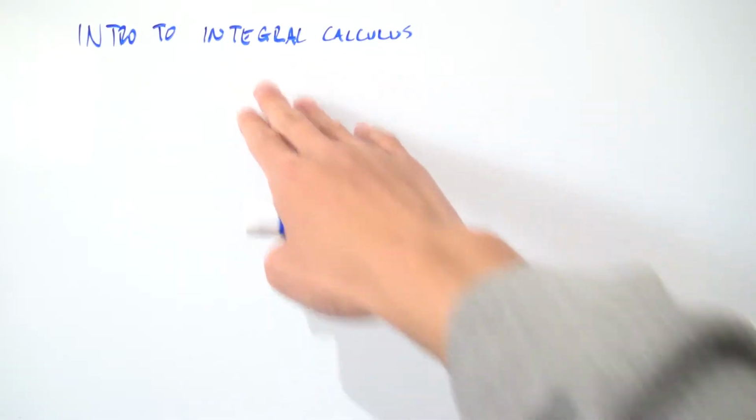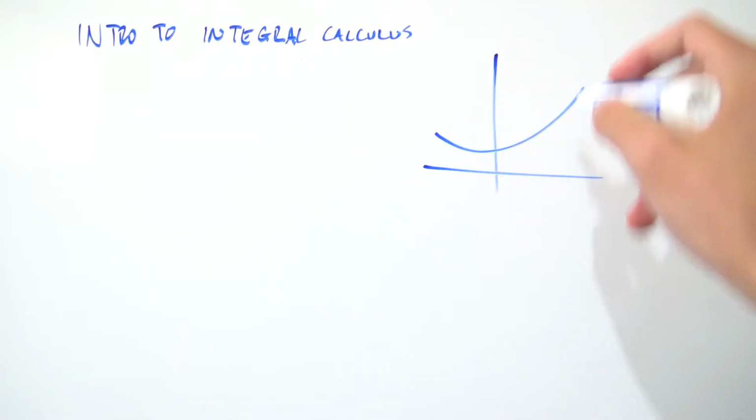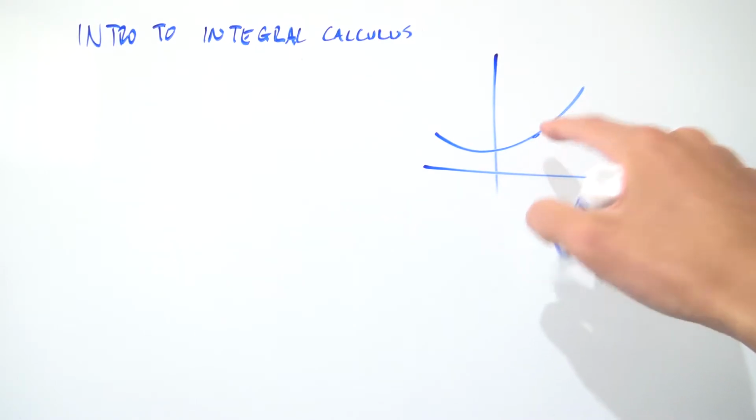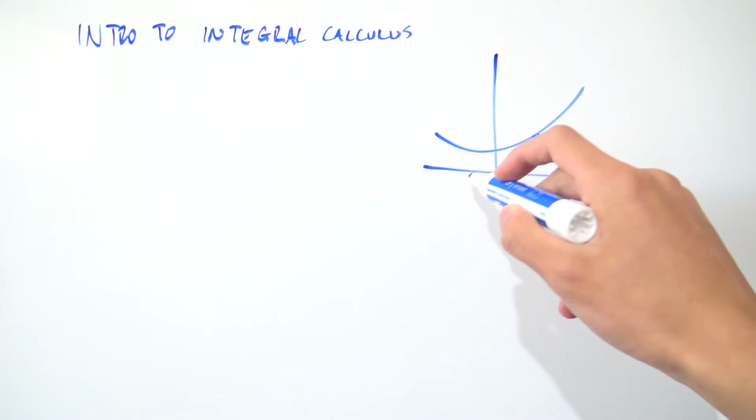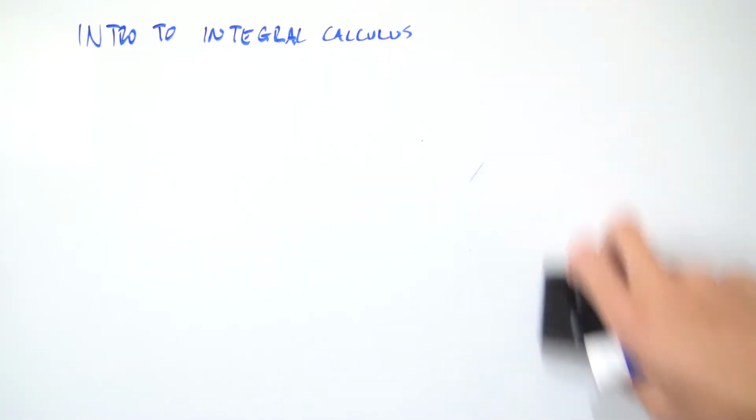What exactly is integral calculus trying to solve? Because differential calculus, we know we had a curve, and it was trying to solve the problem of what exactly is the gradient at a particular point on a curve. So how about integral calculus? What problem is that trying to solve?